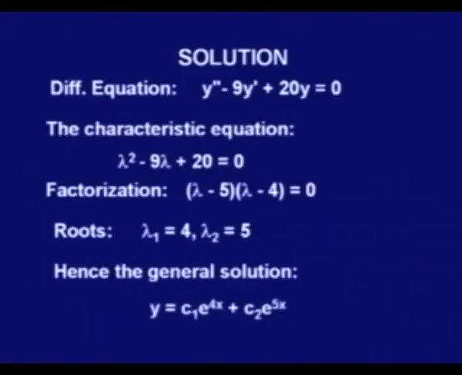General solution would be c1 e to the power 4x plus c2 times e to the power 5x. So, what we have got? The general solution of the differential equation y double dash minus 9 y dash plus 20 y is equal to 0 is c1 e to the power 4x plus c2 e to the power 5x. Let us do one more example.